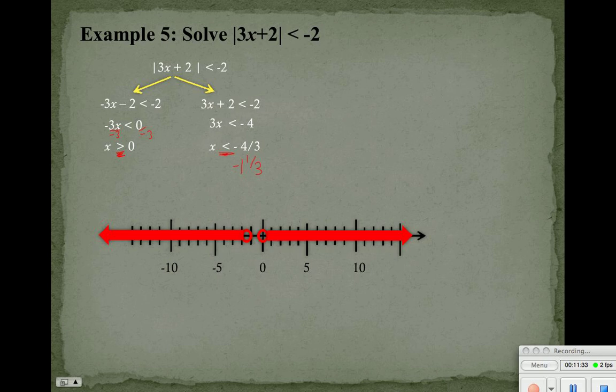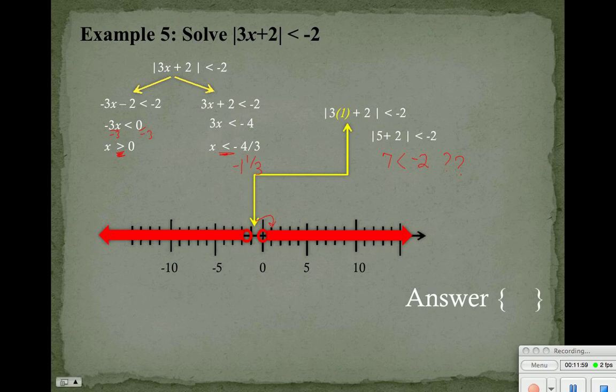Let's do a quick check. Let's pick 1. Sorry, that should be pointing to 1. I know it looks a little off, so let's put 1 in anyway. And if we do this, it says 7 is less than negative 2. Huh? 7 isn't less than negative 2. People, you just had an answer of a null set.